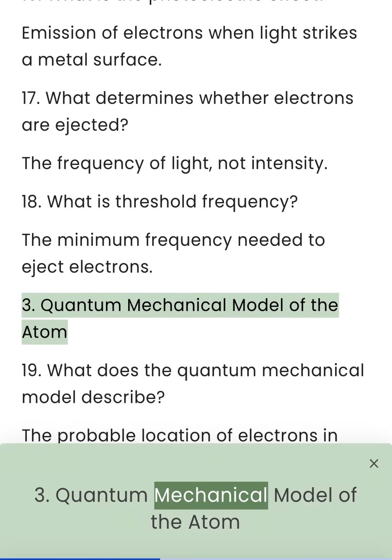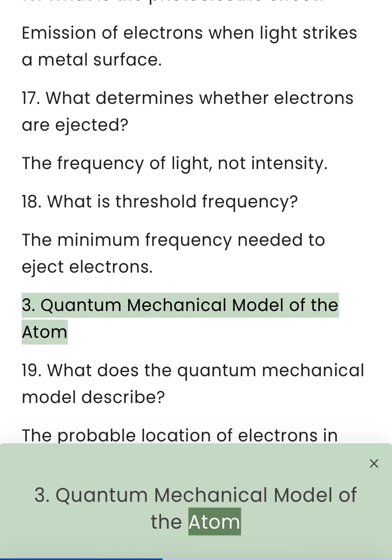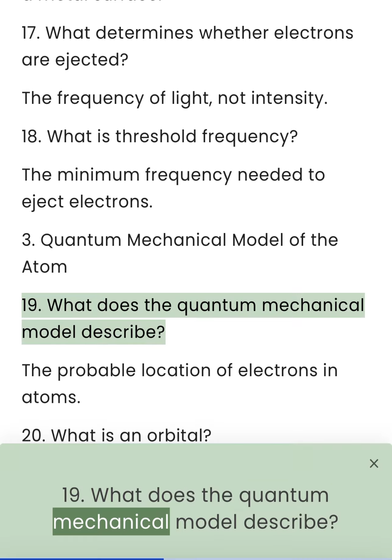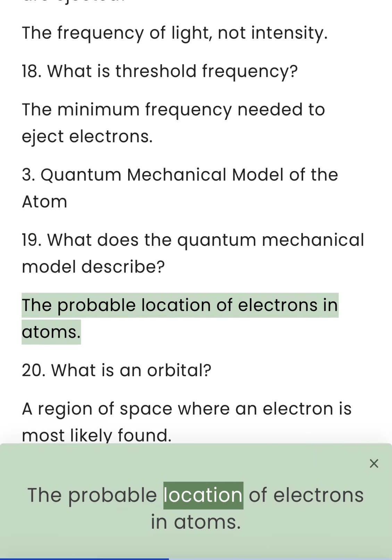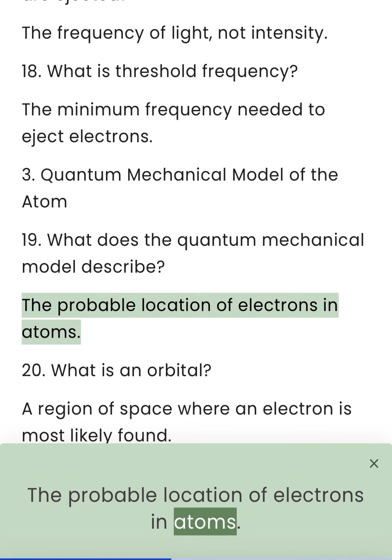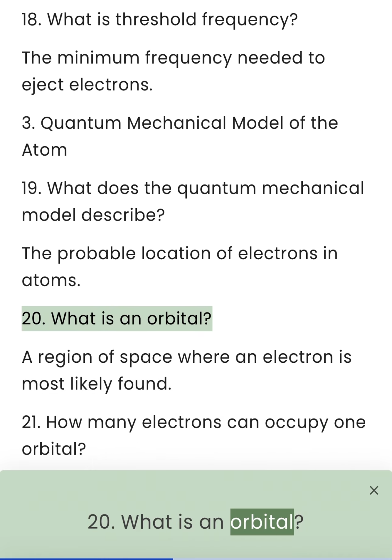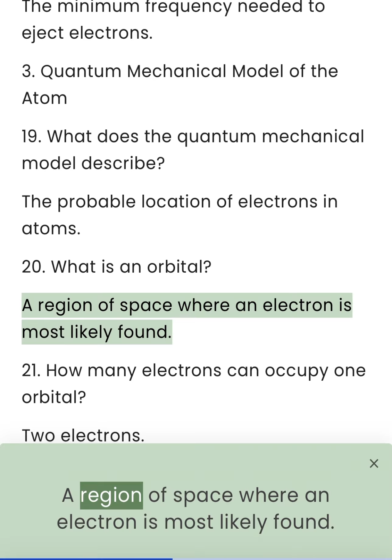3. Quantum mechanical model of the atom. 19. What does the quantum mechanical model describe? The probable location of electrons in atoms. 20. What is an orbital? A region of space where an electron is most likely found.